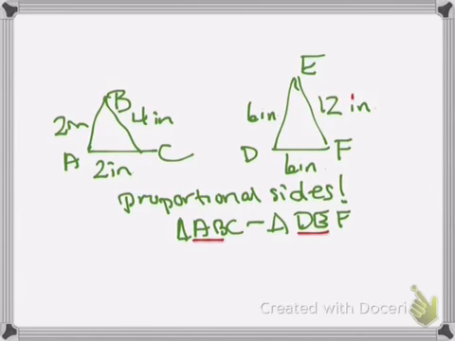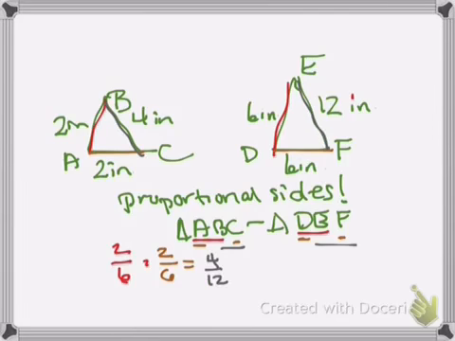Well, I'm looking first at side AB on the left, and notice that corresponds to side DE on the right. So if you take their measurements, you can say that 2 corresponds to 6. Now let's find another set of proportional sides. AC corresponds to DF. So that means 2 corresponds to 6 on another side. And then let's look at BC and EF. BC corresponds to EF, and that means 4 corresponds to 12.